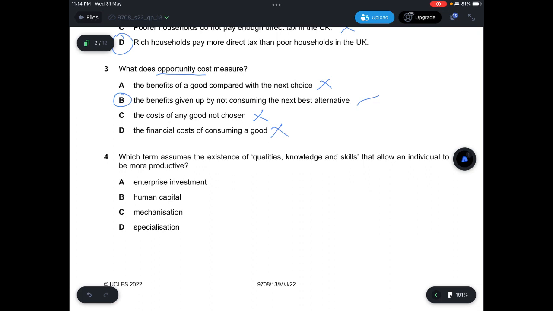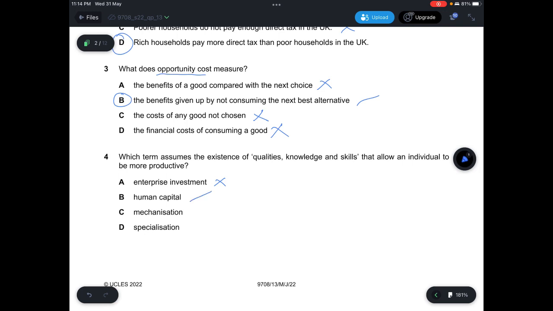Question 4, which term assumes the existence of qualities, knowledge, and skills that allow an individual to be more productive? Let's just look at the four options and then we'll choose the answer. A says enterprise investment, which is not correct. B says human capital, which yes, assumes the qualities, knowledge, and skills.